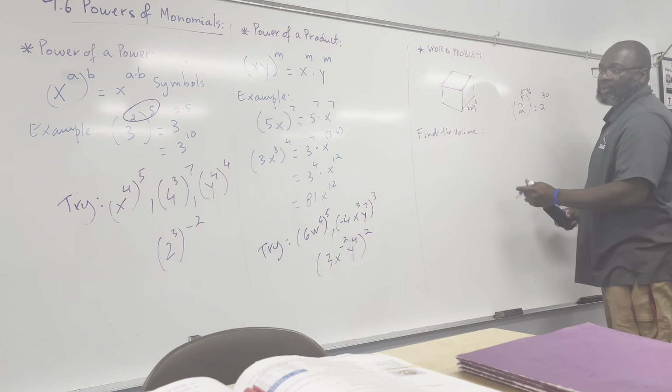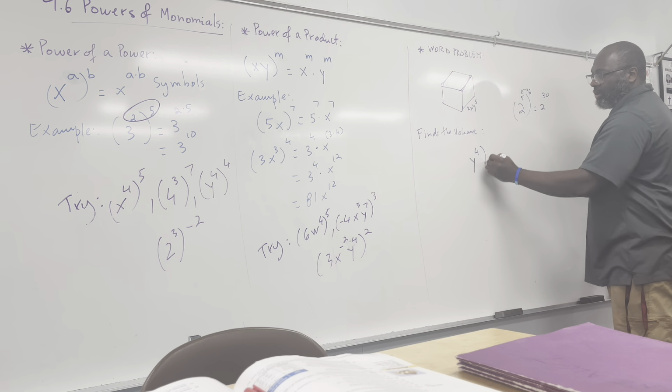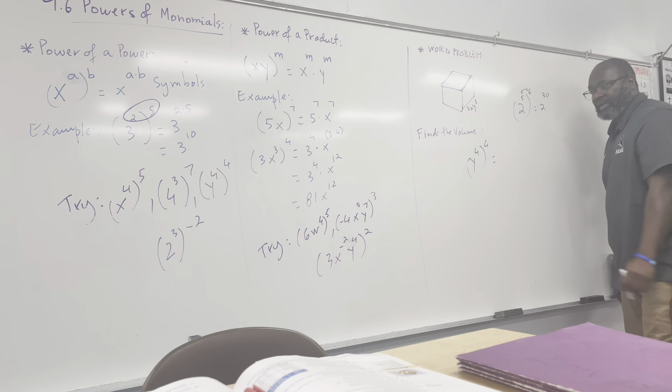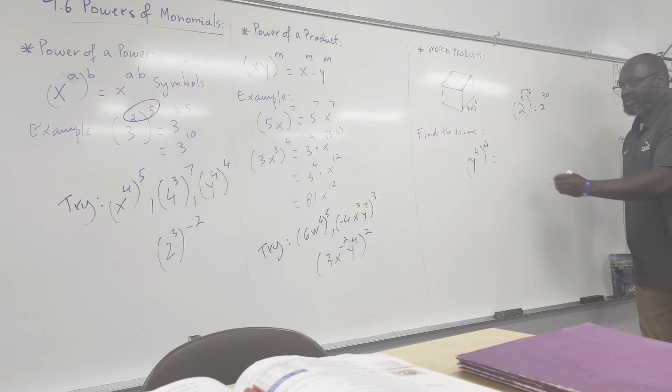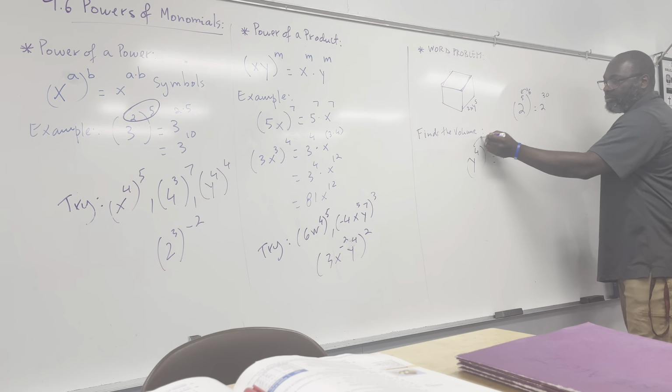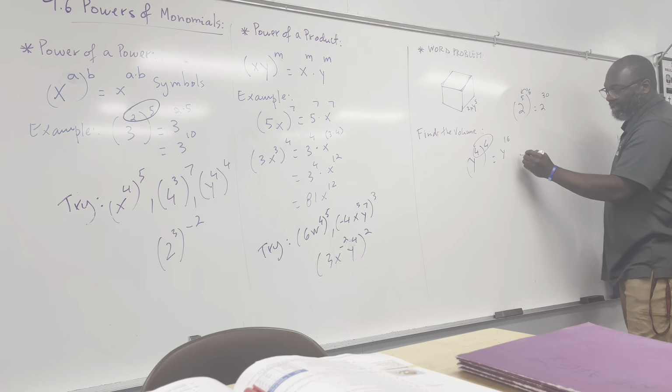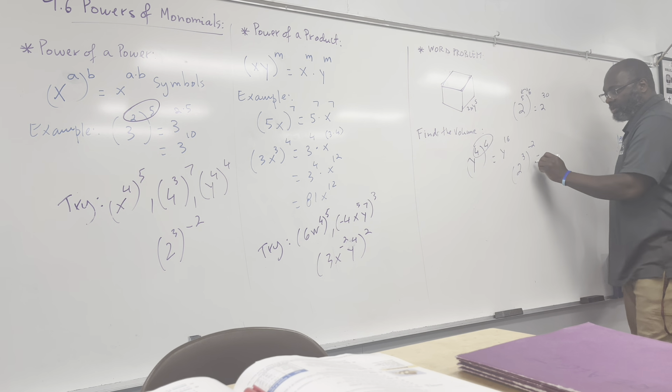Now what about y to the 4, the whole thing to the 4? And I want you to find this. Y to the 16, right? Y to the 16 because you're multiplying this. Now we have something with a negative exponent. I have 2 to the 3rd raised to the negative 2.